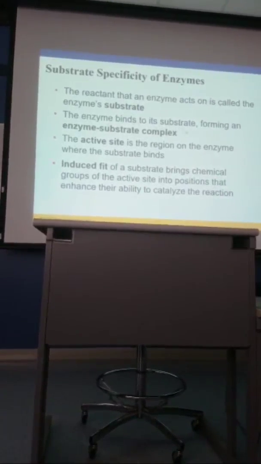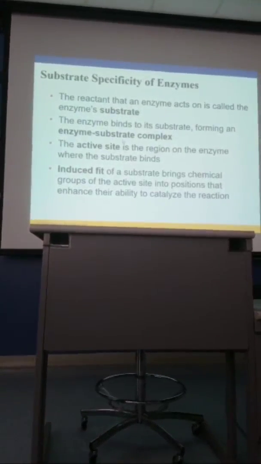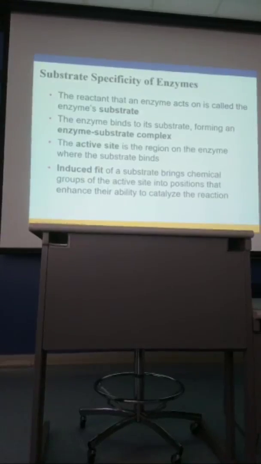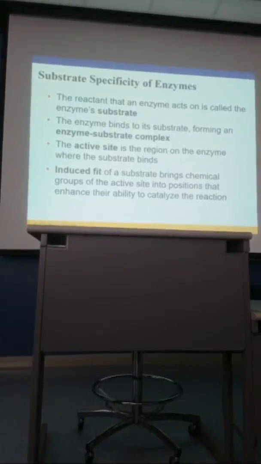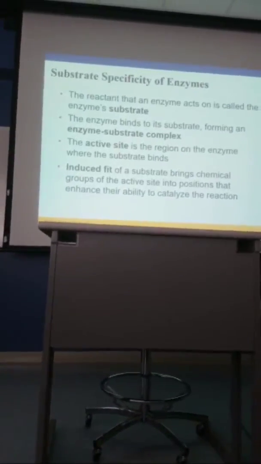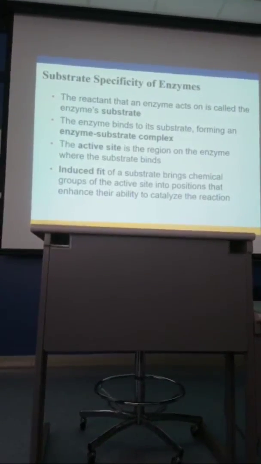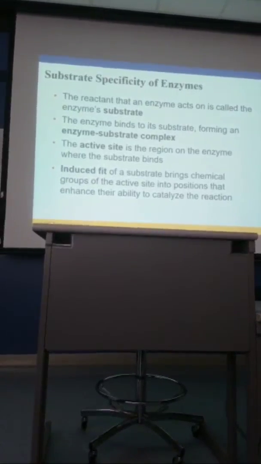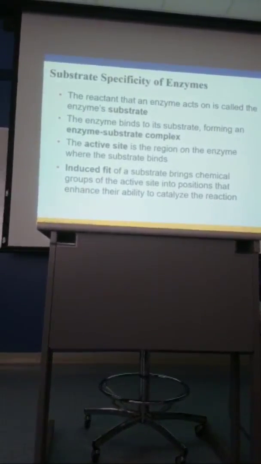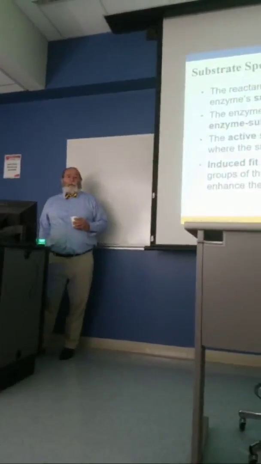The enzyme binds to its substrate, forming an enzyme substrate complex. An enzyme by itself can do nothing. It has to have something to act upon. What it acts upon is called the substrate. On an enzyme, there will be a particular spot, a particular conformation. Remember, we said a protein's function is determined by its shape. There will be a particular shape on that enzyme that will match perfectly with its substrate so that it can hold that substrate. That is called the active site on the enzyme.